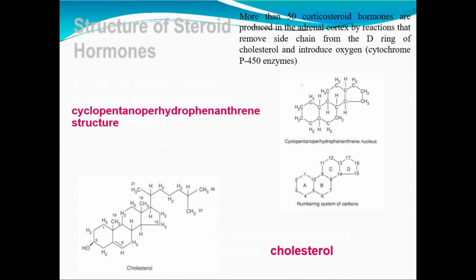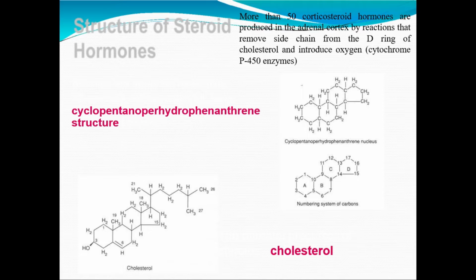This slide shows the structure of steroid hormones. There are more than 50 corticosteroid hormones which are produced in the adrenal cortex by reactions that remove a side chain from the D ring of cholesterol and introduce oxygen with the help of enzymes known as cytochrome P450 enzymes. We can see in this slide the structure of cholesterol, which has four rings, three hexagonal and one pentagonal, in its backbone, while cholesterol is a 27 carbon containing molecule.